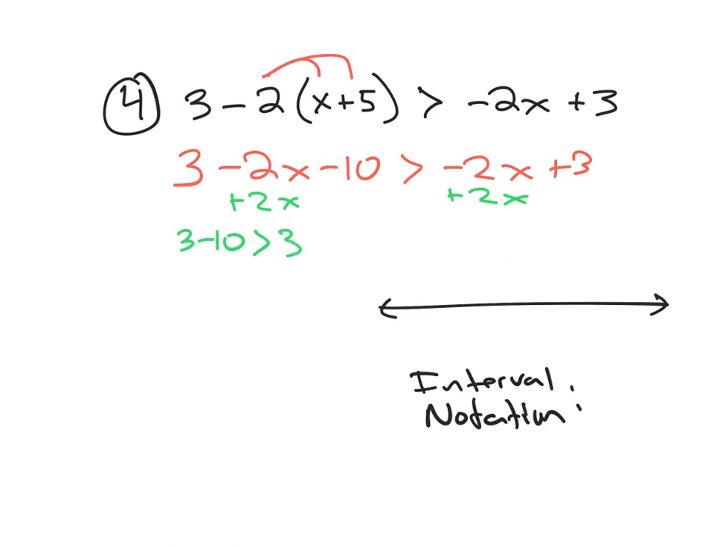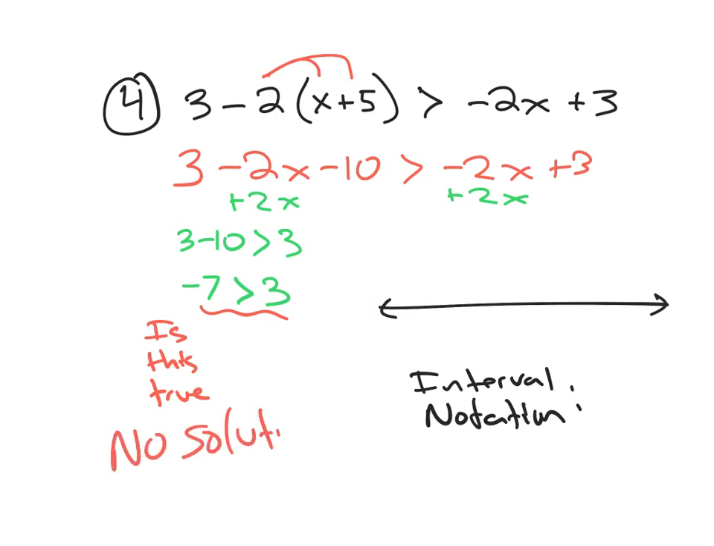So as I finish that, I get negative 7 is greater than 3. Same thing, ask yourself, is this true? Because all the x's canceled out, now it's either all real numbers or no solution. Negative 7, the alligator is not eating the right number. Negative 7 is not bigger than 3. So this one is no solution. That's my answer. When it's false, it's no solution.